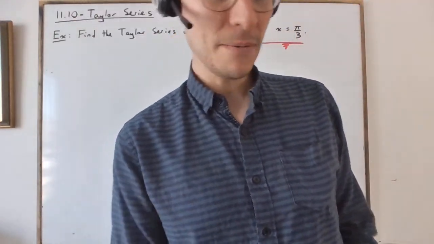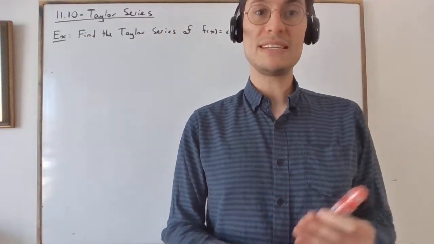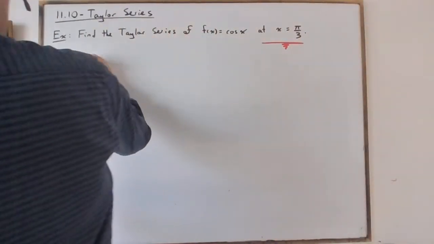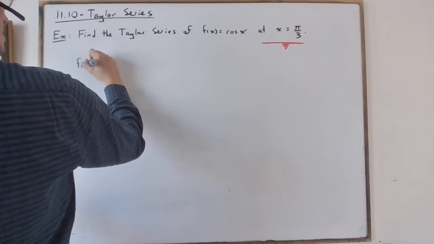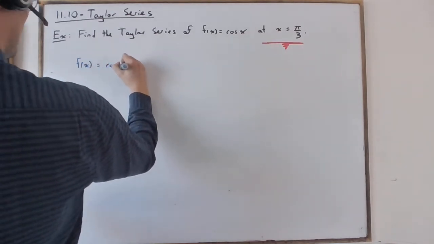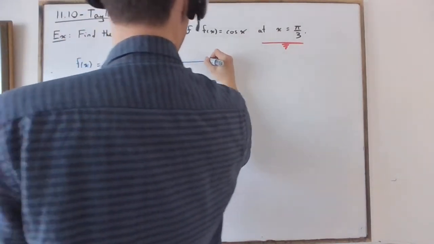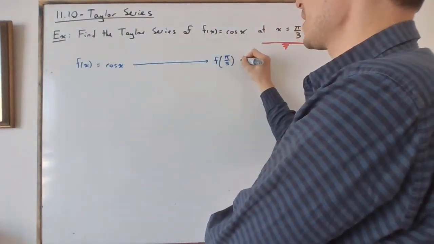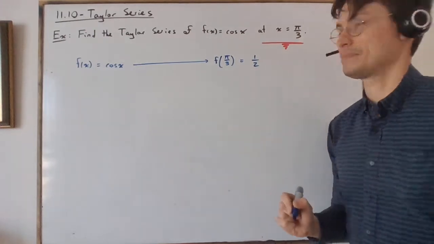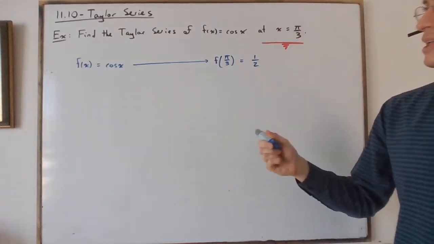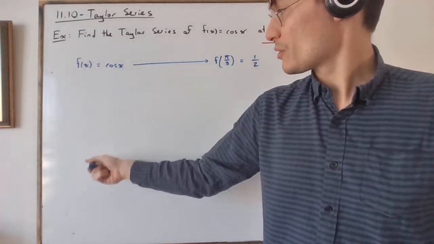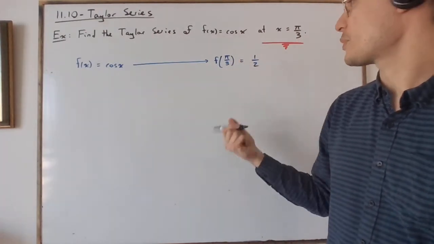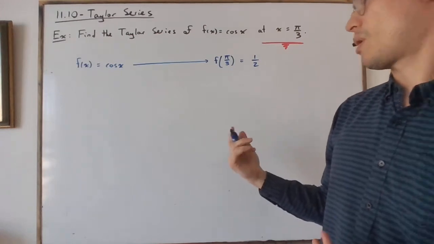What you should always do when you try to find Taylor series by differentiation, in other words, by using the definition, is to set it up a little bit like a table. You go like f of x is equal to cosine of x. We know that already. But it means that f of pi over 3 is equal to 1/2. Then you will do the derivative and you will calculate f prime of pi over 3, f double prime of pi over 3, and so on.